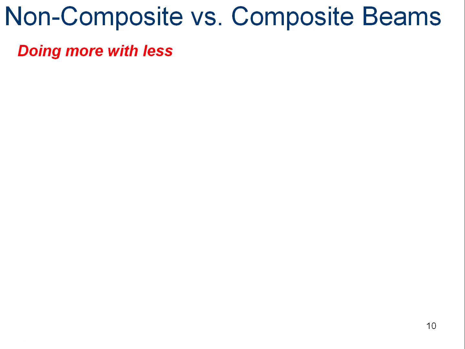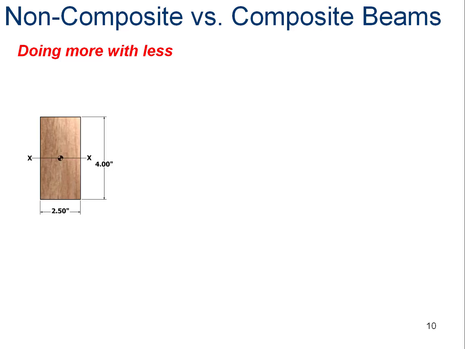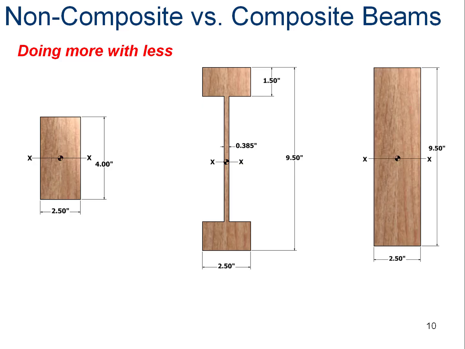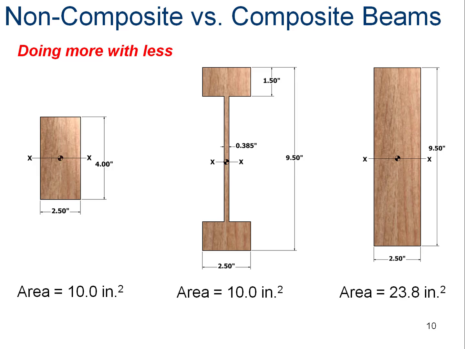So let's look at a composite versus a non-composite beam. And when I say non-composite, just a basic rectangle versus a composite beam. So here we have a beam, and basically it is 4 by 2.5. If you're quick with your math, you'll see that that's 10 square inches. Well, if I take that 10 square inches and I rearrange that into an I-beam format, and you can do the math, but trust me, the I-beam in the middle of your screen is 10 square inches in area. I've used the same amount of material.